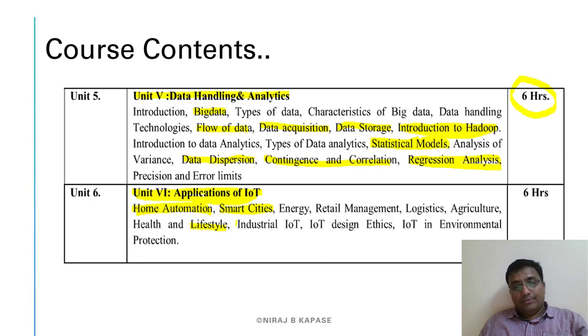Then some of the industrial applications of IoT, so how IoT is useful for industry. Then there are some IoT ethics and IoT in environmental protection. So environmental applications we are going to learn in this particular unit number 6. These are the units we are going to see. Again, unit number 6 comprises 6 hours. Okay, so these are the 6 units you are going to learn in this particular syllabus.